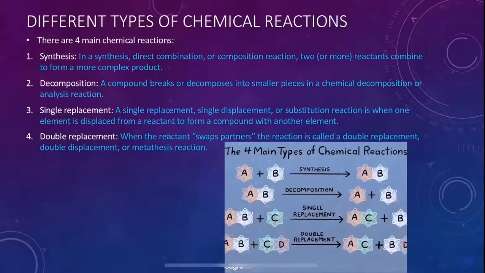Different types of chemical reactions. There are 4 main chemical reactions. Synthesis. In a synthesis, direct combination or composition reaction, two or more reactants combine to form a more complex product. The second one, decomposition. A compound breaks or decomposes into smaller pieces in a chemical decomposition or analysis reaction.